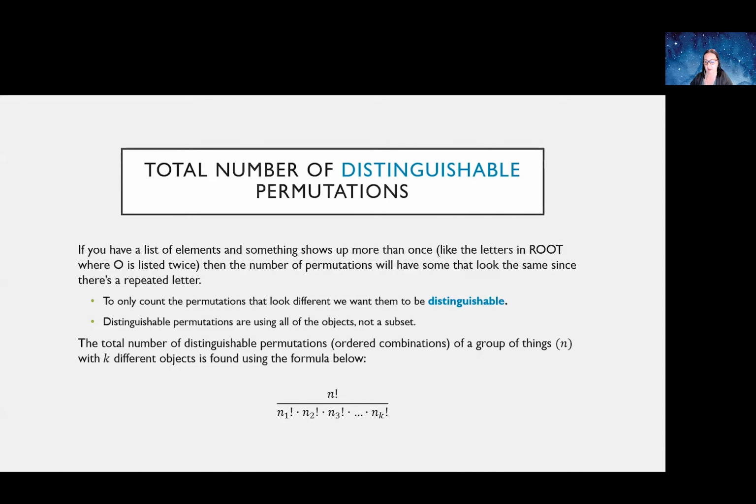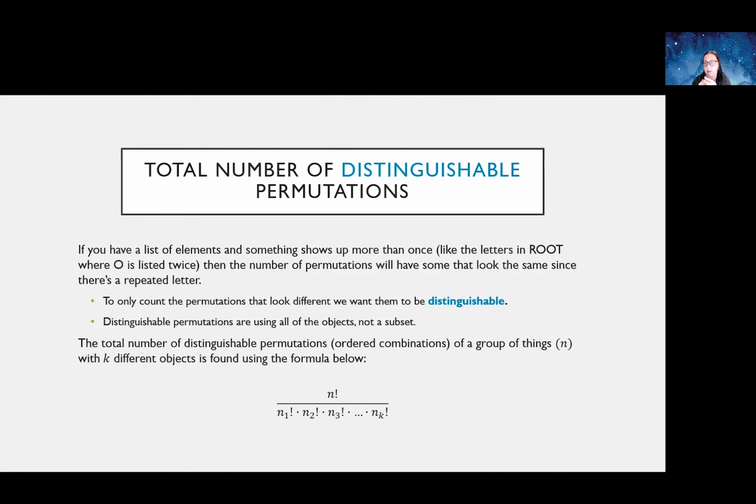Okay, so this is the last type of permutation we have, and I think it's the hardest one to just figure out and use. It's the total number of distinguishable permutations. This is specifically if you're trying to order things and you have things that look identical. I have the example here, the word root. If we were trying to rearrange the letters in root, we have 2 O's, so you can't tell one O from another O. They look the same.